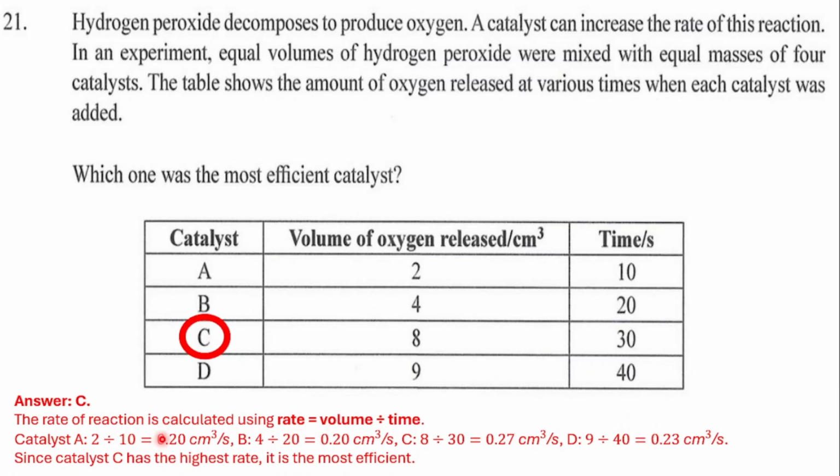Because A and B, both of them are 0.20 cm³ per second, but C is 0.27 cm³ per second. So the rate is faster. So since catalyst C has the highest rate, it is the most efficient. So the correct answer is definitely going to be C.